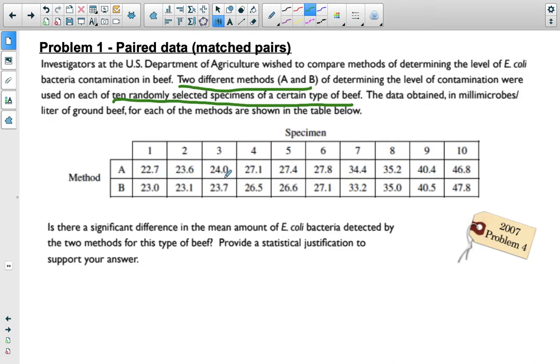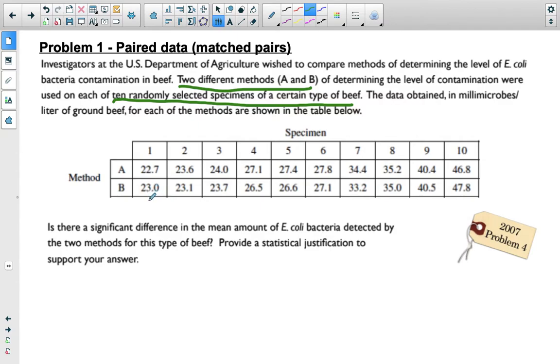They depend on each other, so clearly it doesn't make sense to compare specimen 10 to specimen 1. So we shouldn't treat these as two independent groups, Method A's data and method B's data. They're clearly dependent, and we don't want to compare a 46.8 here to a 23.0 here. That's just not what we're doing.